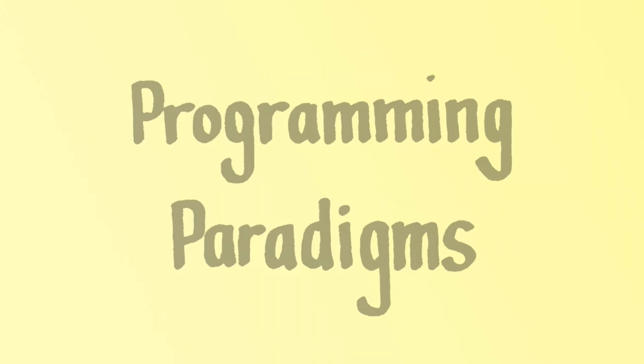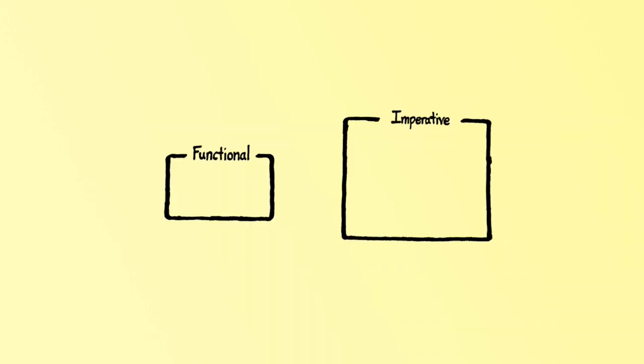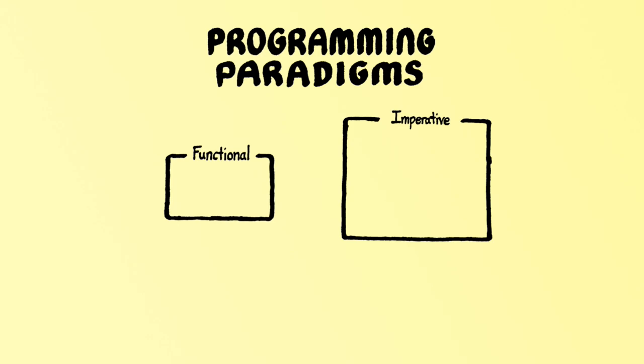Alright, let's talk about these programming paradigm things. I've started making distinctions between functional programming and imperative programming. Those are programming paradigms. Different programming paradigms give you different ways of thinking about how to get computers to do the things you want them to do.